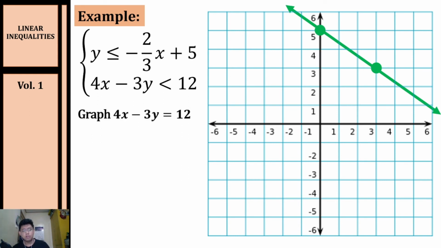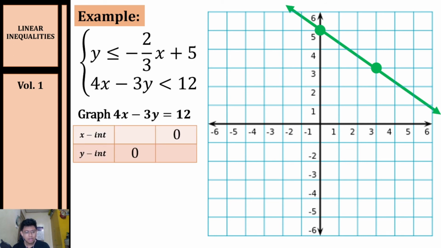Next is for us to graph our second linear inequality. Let's change the inequality symbol to an equal symbol so that we can graph it. Now, let's observe our equation. Since it is written in standard form, let's use the intercept method. We will get the x-intercept and the y-intercept.